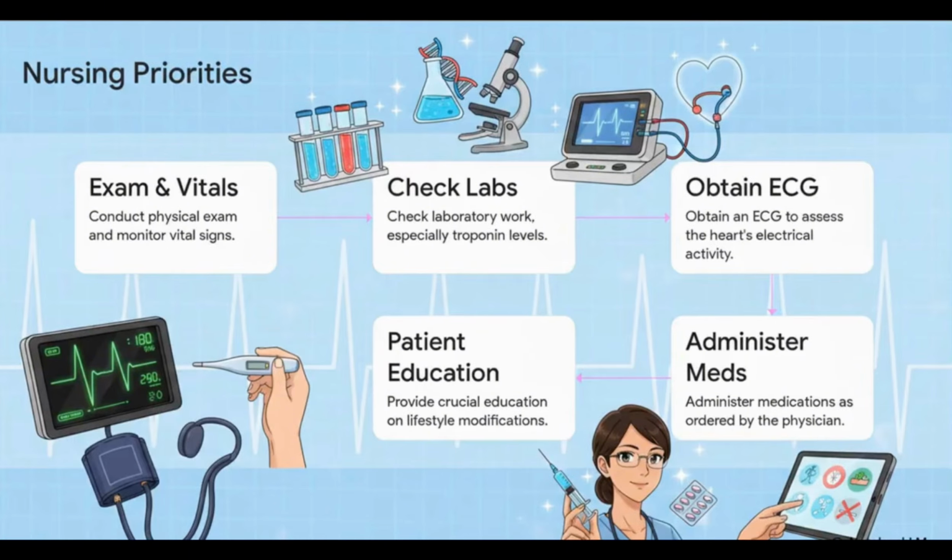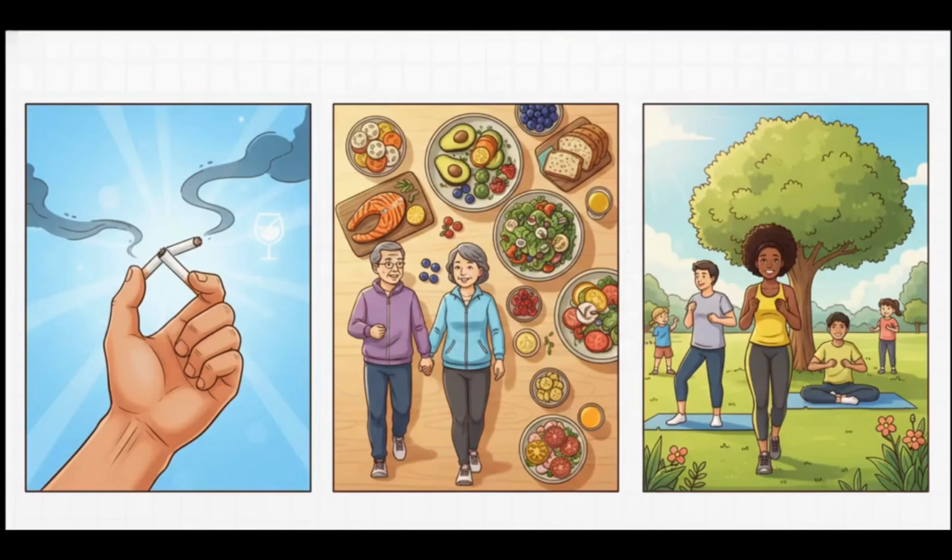From a nursing standpoint, key interventions include monitoring vital signs, reviewing lab results, obtaining and interpreting the ECG, and administering medications as ordered. Patient education is also a critical part of nursing care. If a patient smokes or drinks, we need to clearly explain how those habits increase their risk and support them in making lifestyle changes, whether that's engaging in physical activity, eating a heart healthy diet, or managing stress.